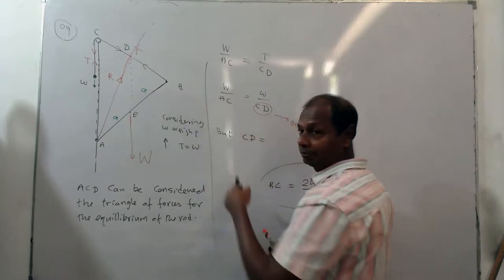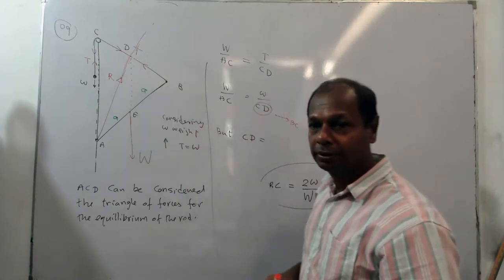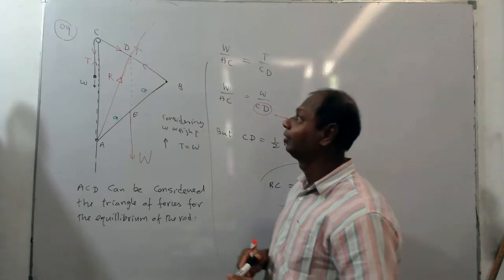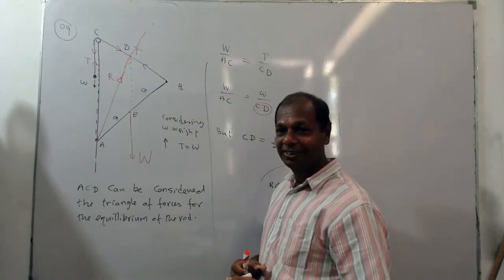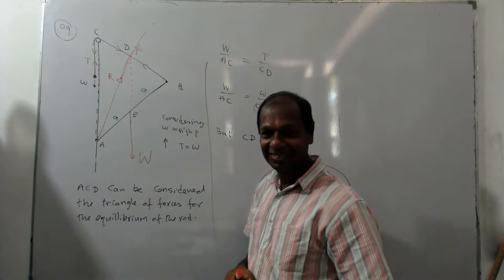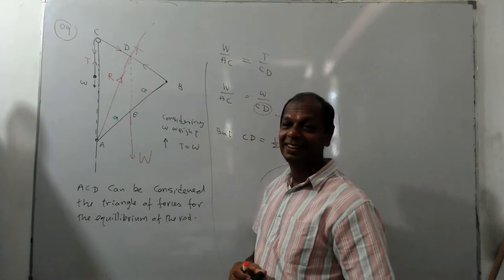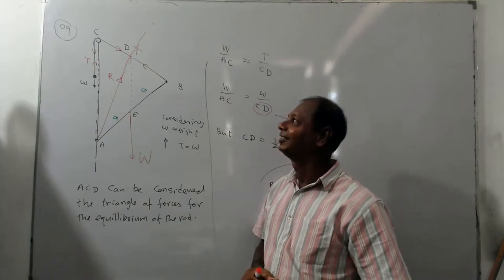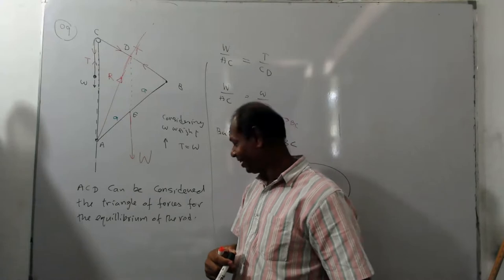Can't you express CD in BC? What is it? CD equals half of BC. How much then? How do you know? How do you know that this is the center?